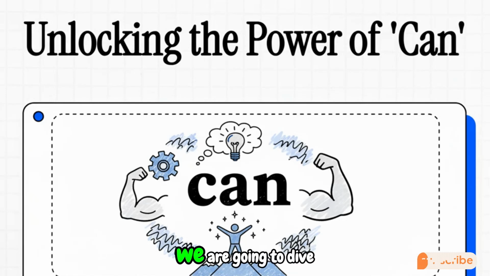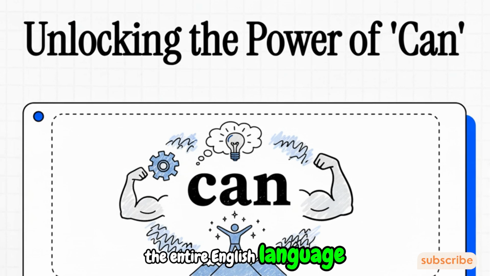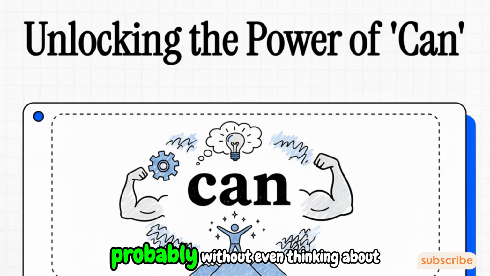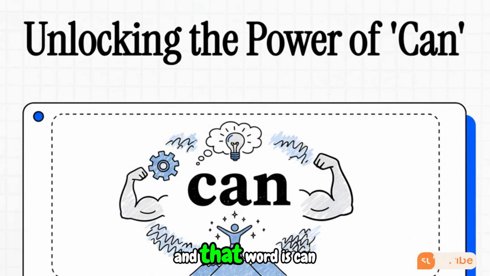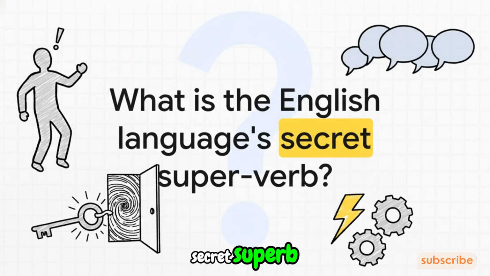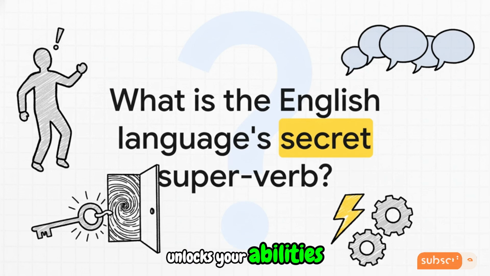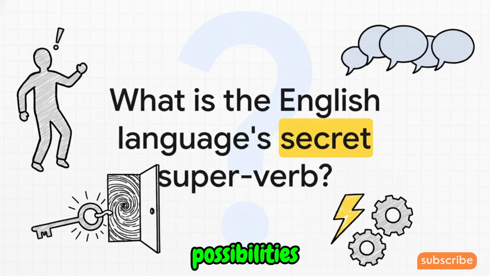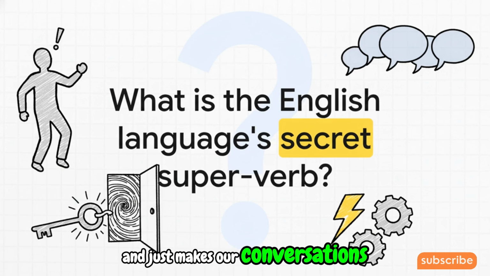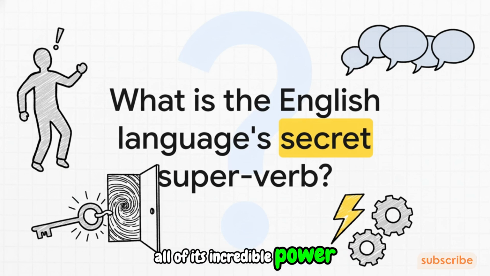All right, today we are going to dive into one of the most important, most useful little words in the entire English language. It's a word you use constantly, probably without even thinking about it, and that word is can. So, what if I told you that English has a secret superverb? Yep, a single word that unlocks your abilities, opens up all kinds of possibilities, and just makes our conversations flow. Well, we're about to explore all of its incredible power, together.